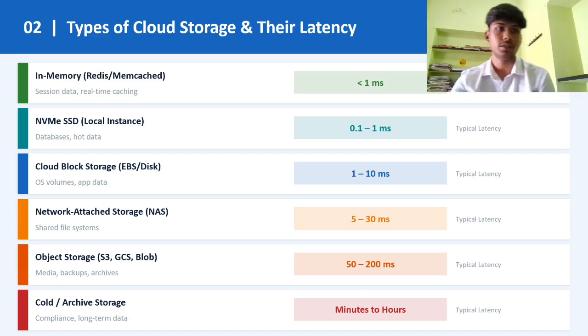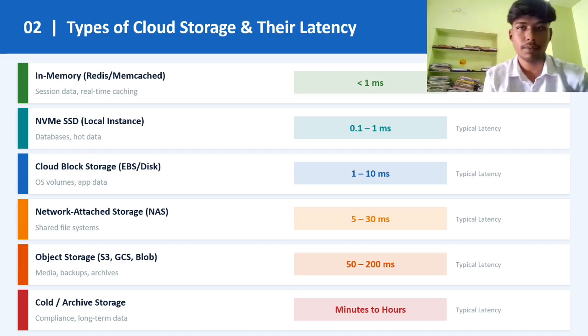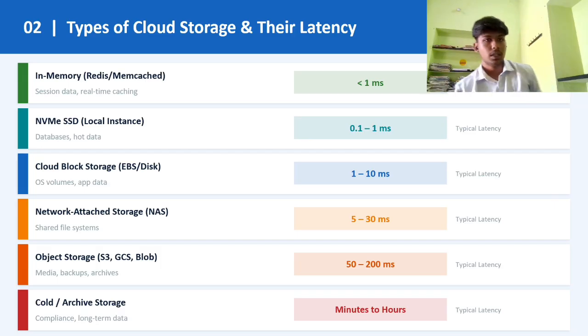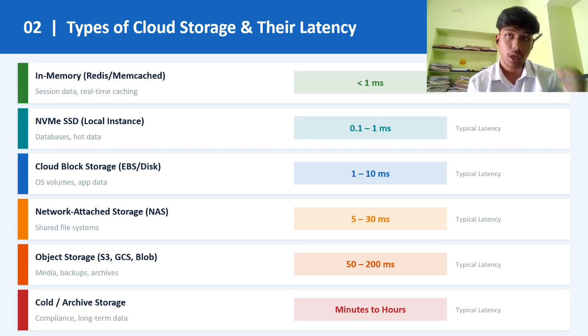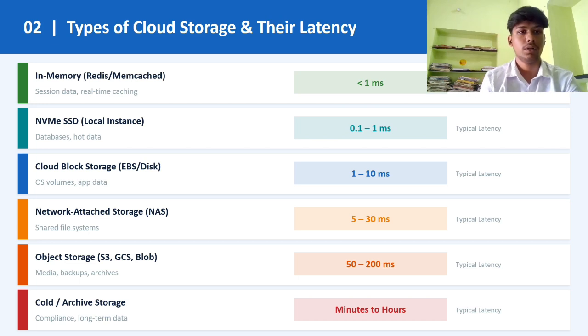So the fifth one is the object storage, like Amazon S3, Google Cloud Storage, or Azure Blob. The latency is about 50 to 200 milliseconds. This is used for media files, backups, logs, and static website contents. Think of this like going to a storage warehouse outside the building. It takes time to go there and come back.